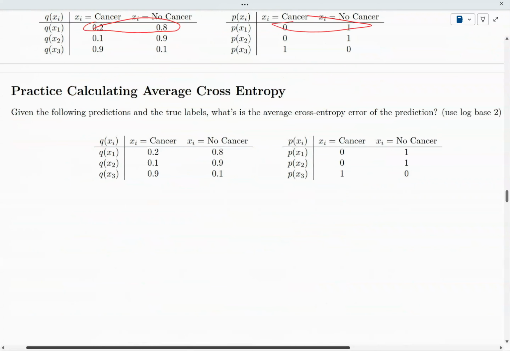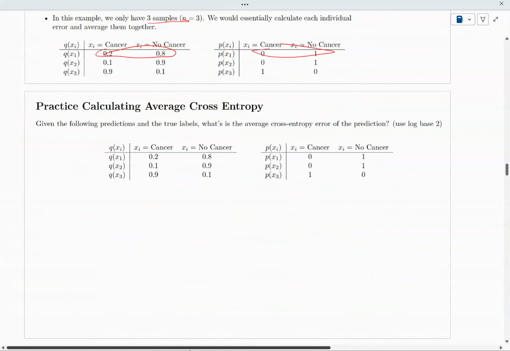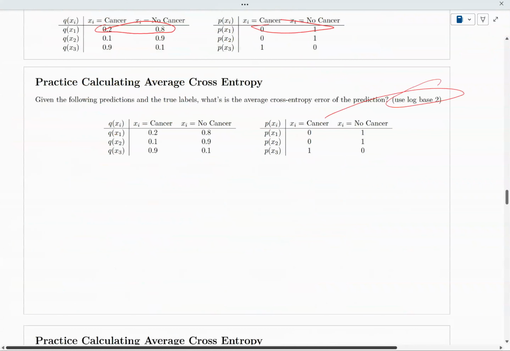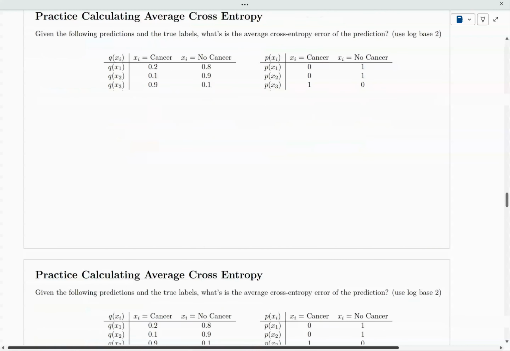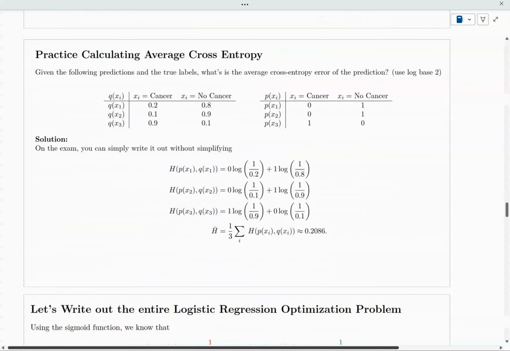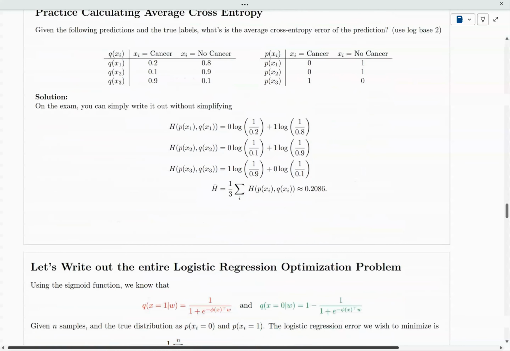Okay, so for your first exercise, use base 2. See if you can calculate this. Okay? Pause the video, calculate it. I am going to move on. Okay, here's the solution. Hopefully, you are able to get it.